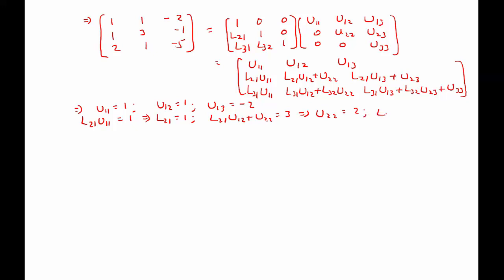Next, sixth element, L21 U13 plus U23 is equal to minus 1. So L21 value 1, U13 minus 2, 1 into minus 2 is minus 2, so it simplifies to minus 1 plus 2, that means 1. From this, U23 is equal to 1. Seventh element, L31 into U11 is equal to 2. U11 value is 1, so L31 is equal to 2.